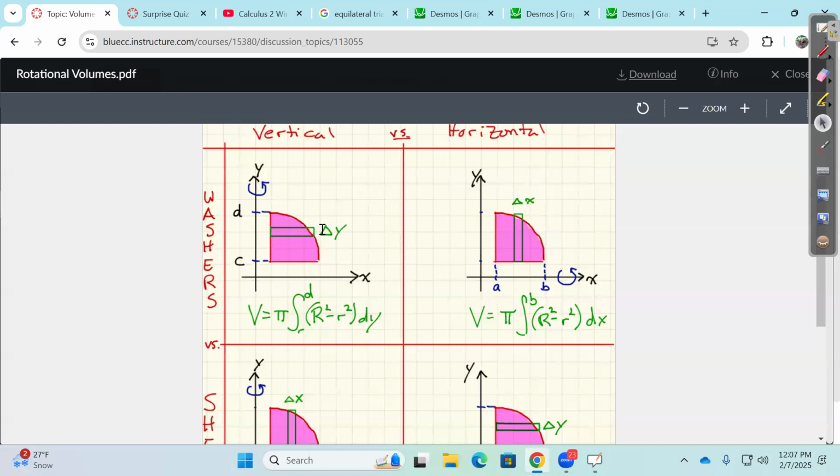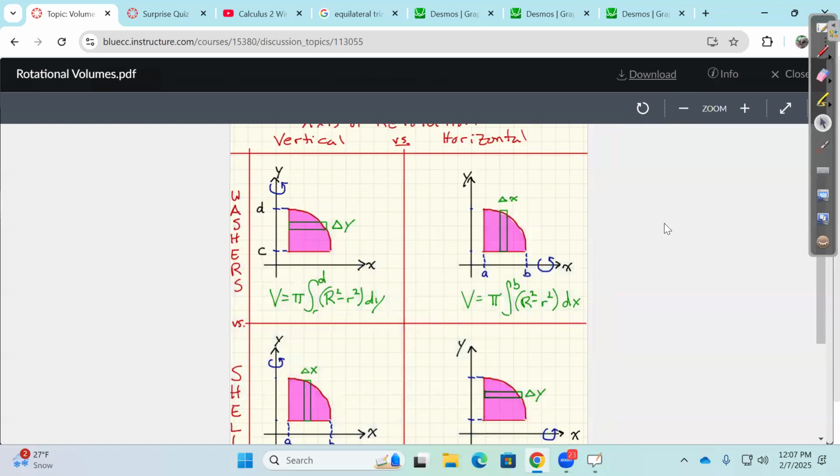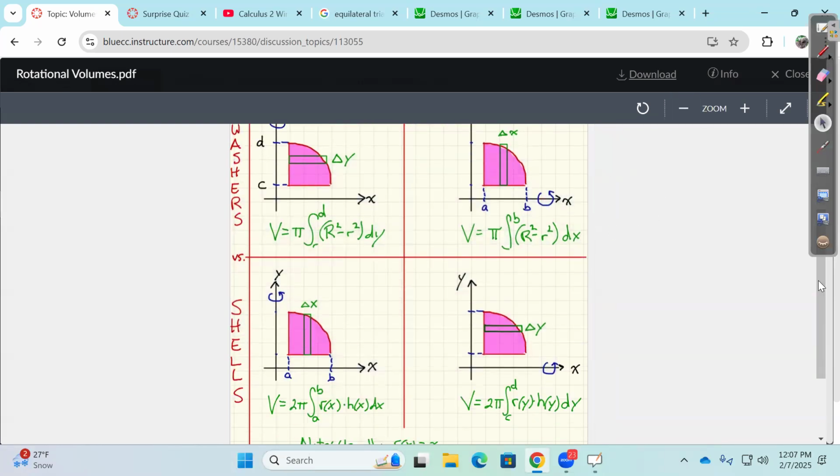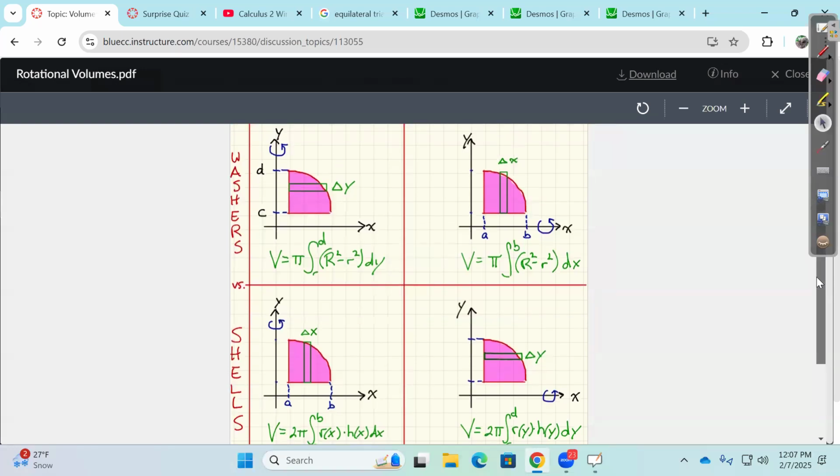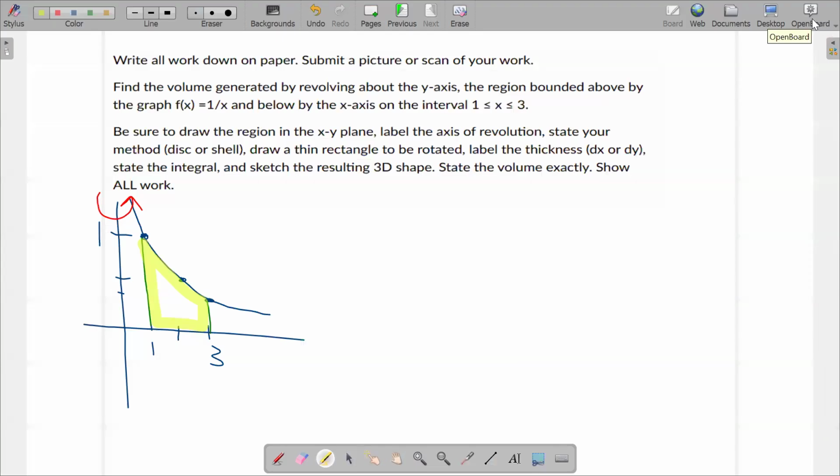So we're going around the y-axis. Let me zoom out a little on this. Oops. Scroll. All right, so we have one of these two methods on the left. If we use the disk or washer method, then we're going to use a dy. If we use the shell method, we're going to use a dx. So take a look at your sketch of this and then decide whether you think a dy is going to be easier on this or a dx.